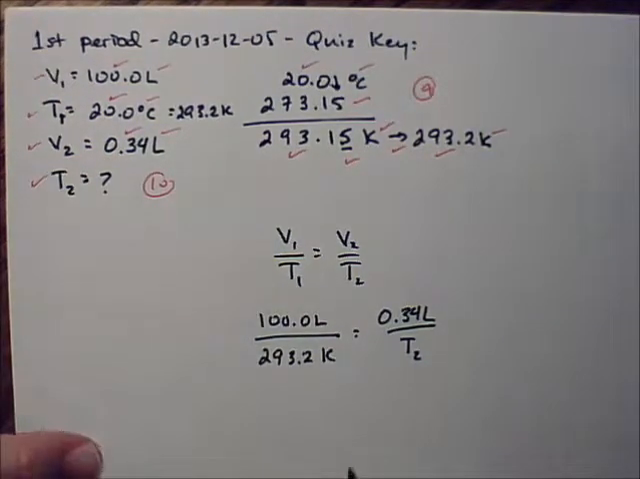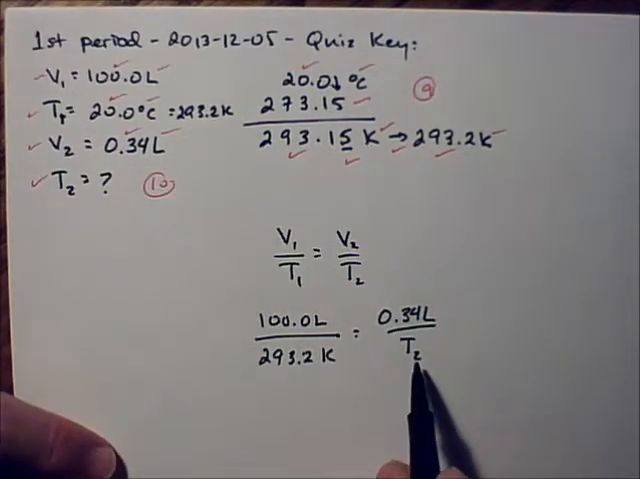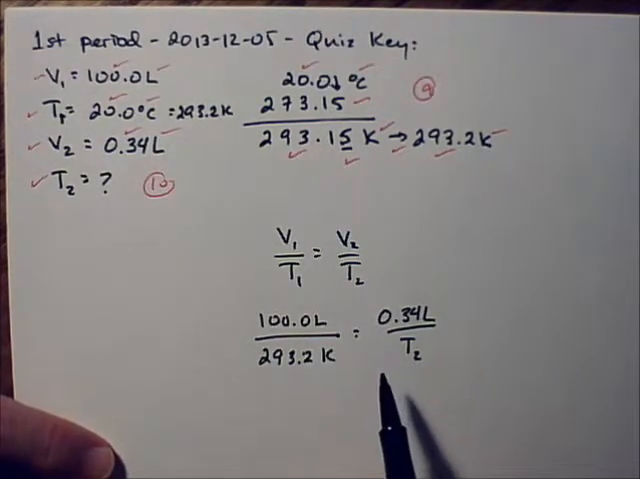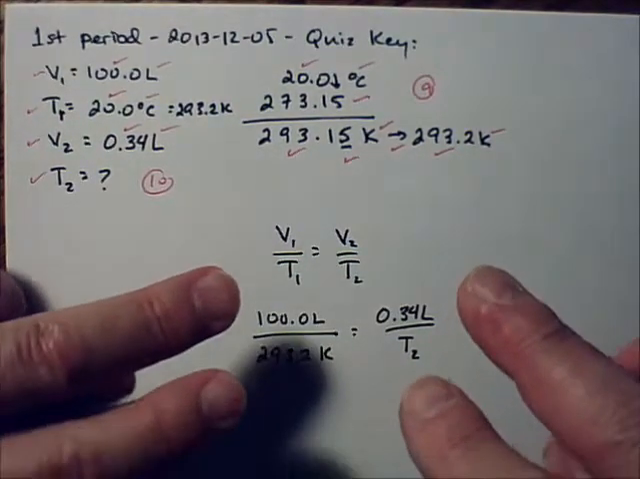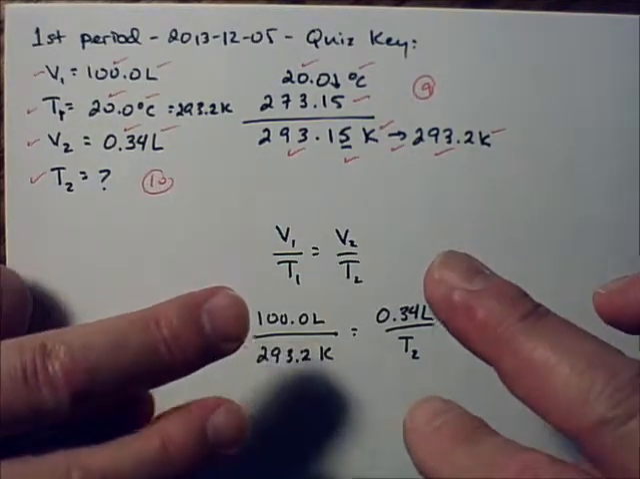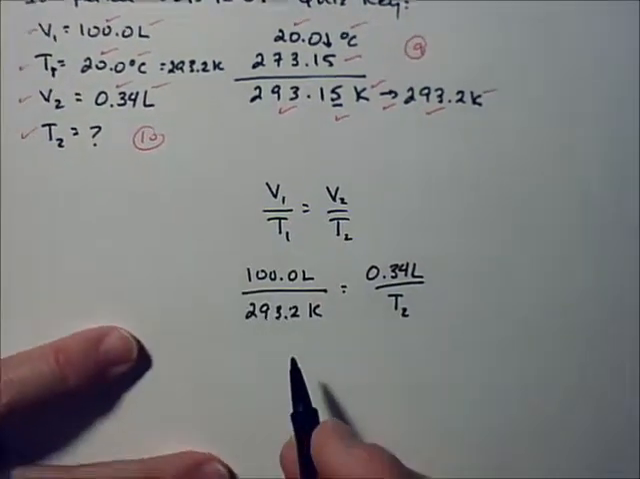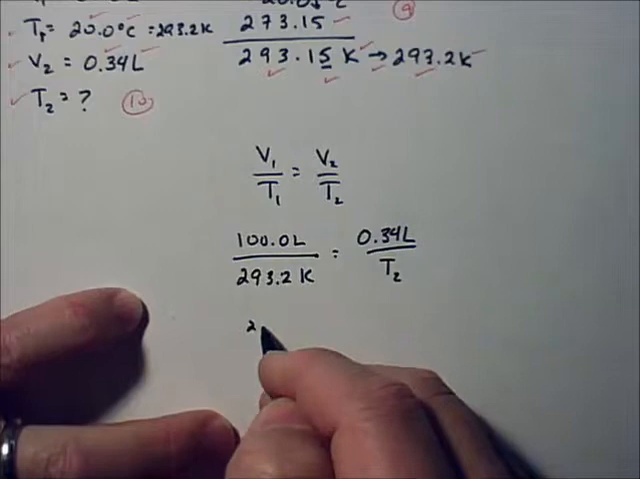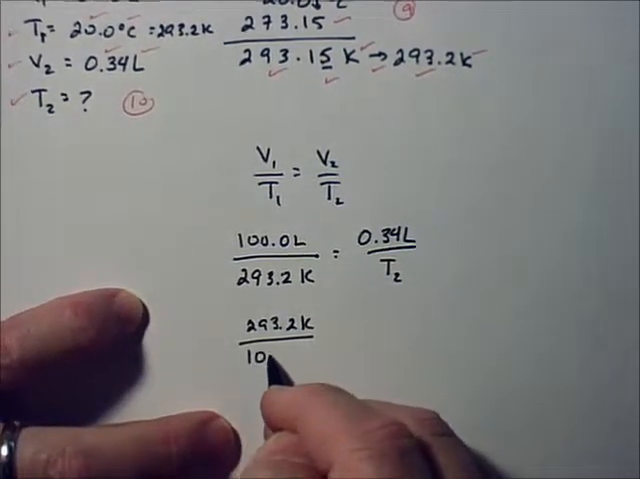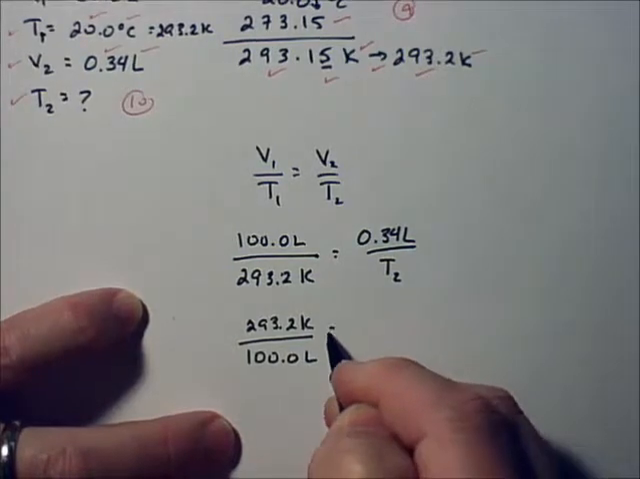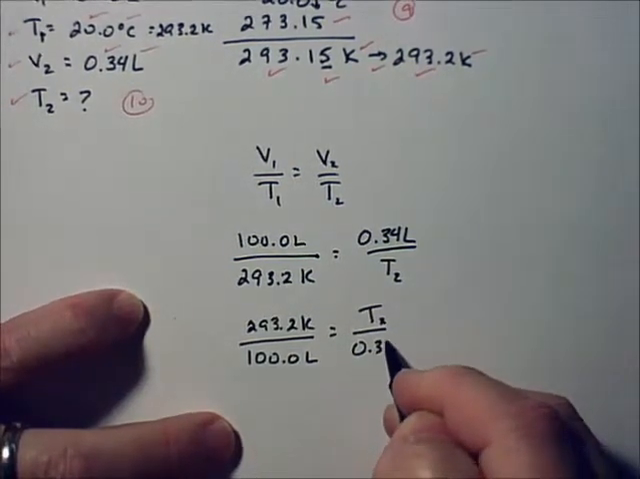Now, you can't solve for a variable or an unknown that's on the bottom of a fraction directly. You have to flip it. So what you do to one side, you have to do to the other. In this case, the way I've taught you to do it is simple and straightforward. Just flip both sides. So we're going to flip this now. So it's going to be 293.2 K over 100.0 liters equals T2 over 0.34 liters.